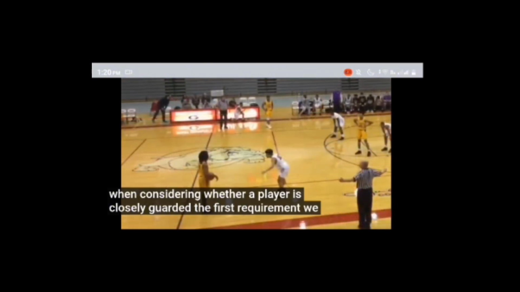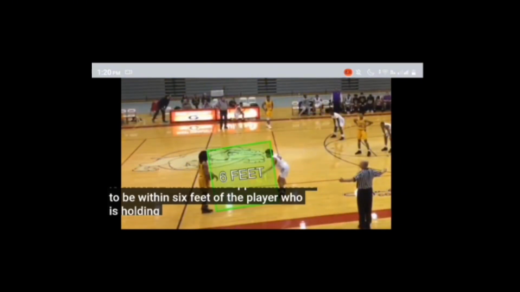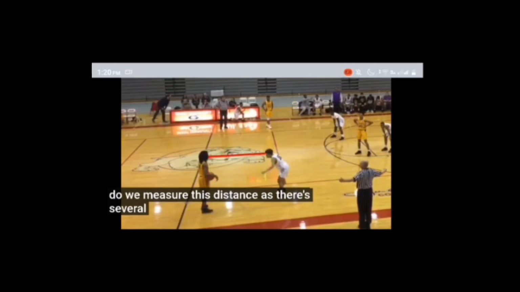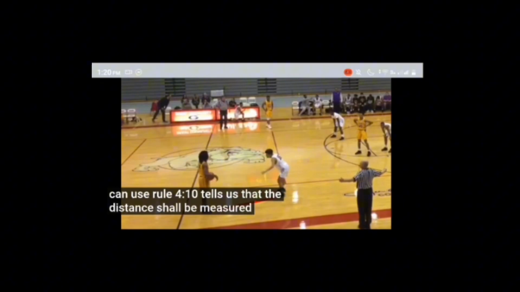The first requirement we look for is distance. The opponent needs to be within 6 feet of the player who is holding or dribbling the ball. But how do we measure this distance, as there are several different reference points we can use? Rule 410 tells us that the distance shall be measured from the forward foot of the defender to the forward foot of the ball handler.